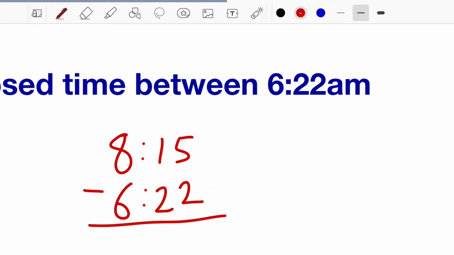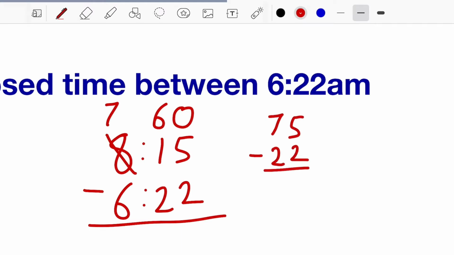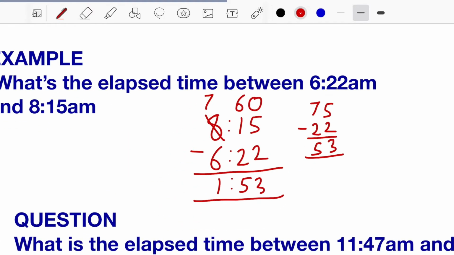No. So we must borrow from the hour, so that leaves us with 7. We are carrying over 60. 60 plus 15 is 75. 75 take away 22. 5 take away 2 is 3. So that's 53. And now 7 take away 6 is 1. So that's not 1:53 a.m.